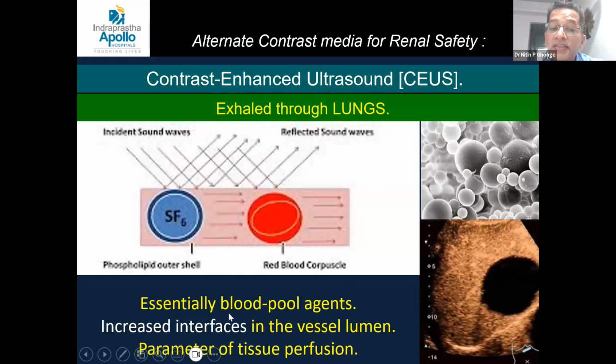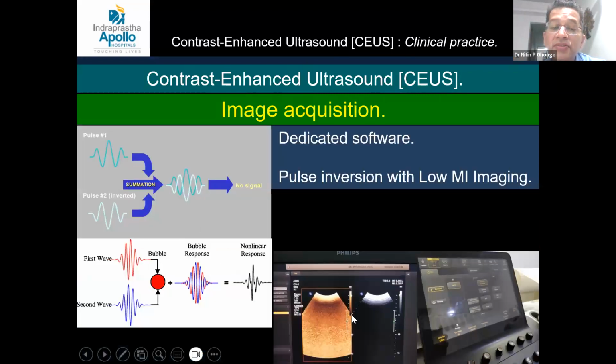Ultrasound contrast is not excreted through kidneys. That is something important because they are bubble based contrast, air based contrast. They are exhaled through the lungs. So therefore, you need to have a dedicated software on the ultrasound machine.